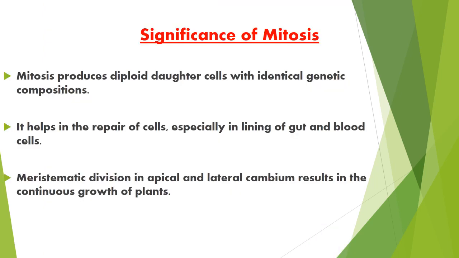Significance of mitosis. Mitosis produces diploid daughter cells with identical genetic compositions. It helps in the repair of cells, especially in the lining of the gut and blood cells. Meristematic division in apical and lateral cambium results in the continuous growth of plants.